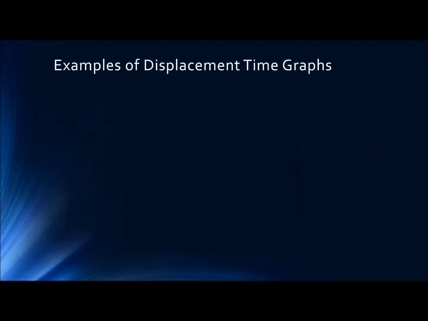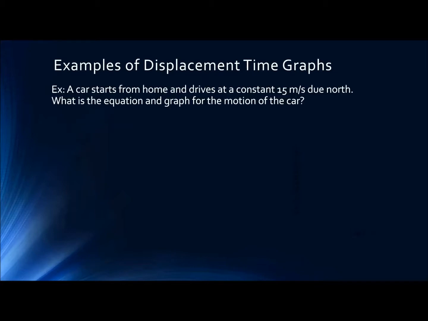Here are some examples of displacement time graphs in real life. So, a car starts from home and drives at a constant 15 meters per second due north. What is the equation and graph for the motion of the car? Well, first we have to write the givens. We know that d1 is 0 since the car starts from home, and velocity is positive 15 meters per second because it is traveling due north.